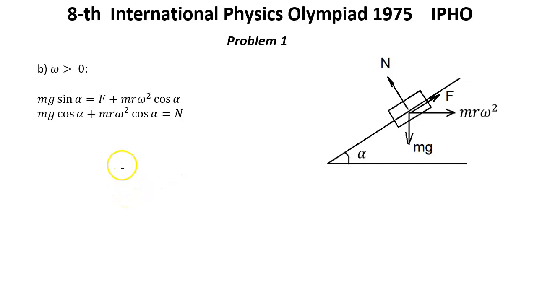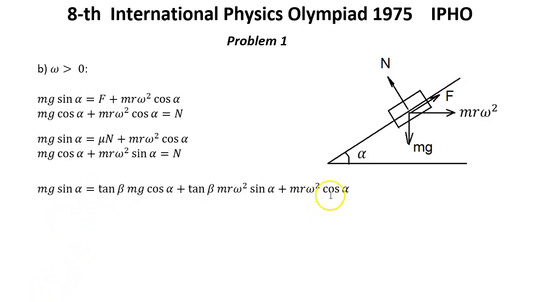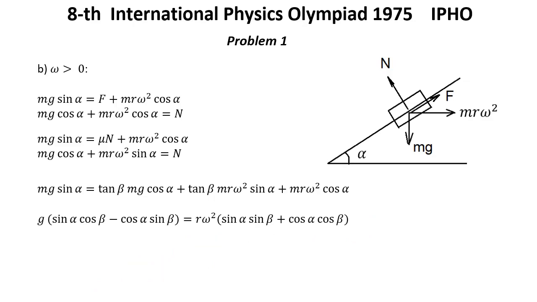Again, for the critical force of friction, F equals mu N. In that case we have these two equations, and now we can put the expression for N here and use mu equal to tangent beta. So we have this one. Now we can multiply everything by cosine beta, and we will get this formula. Now we can see that here we have sine of alpha minus beta, and here we have cosine of alpha minus beta. So we have this one. In the case of the critical angle we have this one.